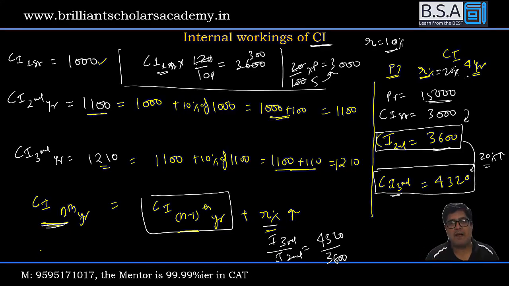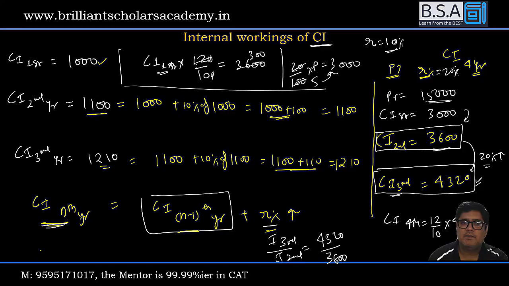Now, what was the second part of the question? Can you find the fourth year interest? So just increase this number by 20%. Whatever number you have, 4320, increase by 20%. Your answer is ready. How do you increase 20%? Multiply 12 by 10. That's it. Your answer is ready. Take your time, understand the question, copy all of this down, comment done.